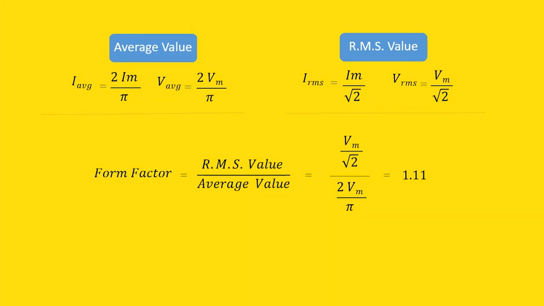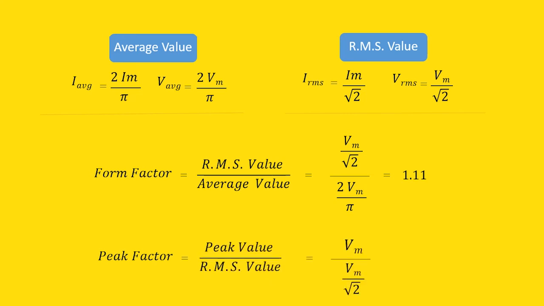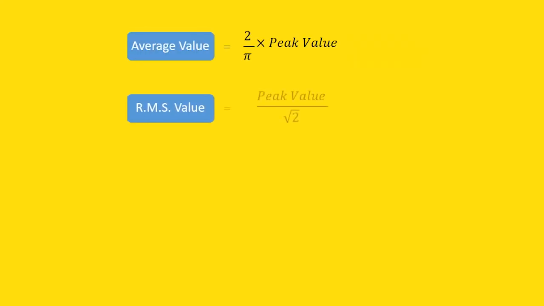The next is the peak factor, which is also referred as amplitude factor or crest factor. It is the ratio of peak value and RMS value. We find the value for peak factor is 1.414. The peak factor finds its usage to indicate the electric stress developed in insulating material. Here is a quick recap of the terms and their relationships.